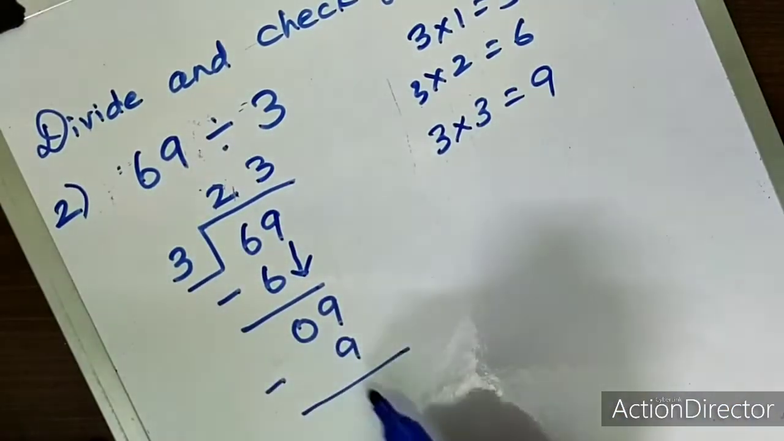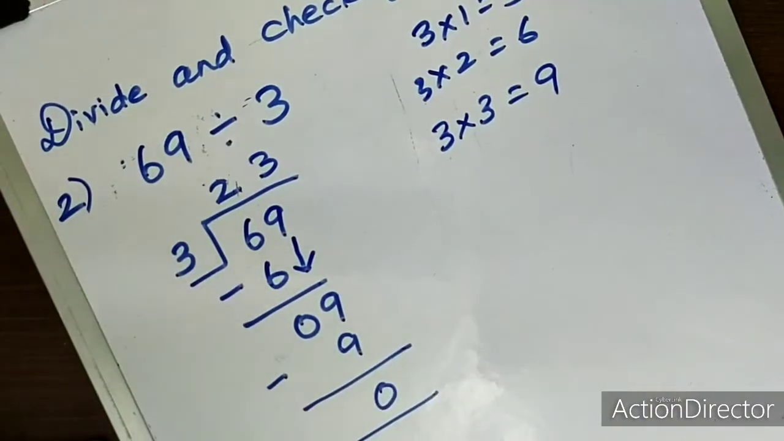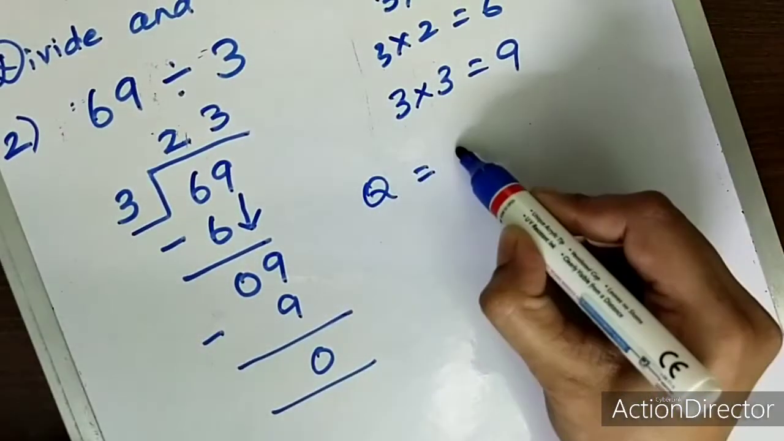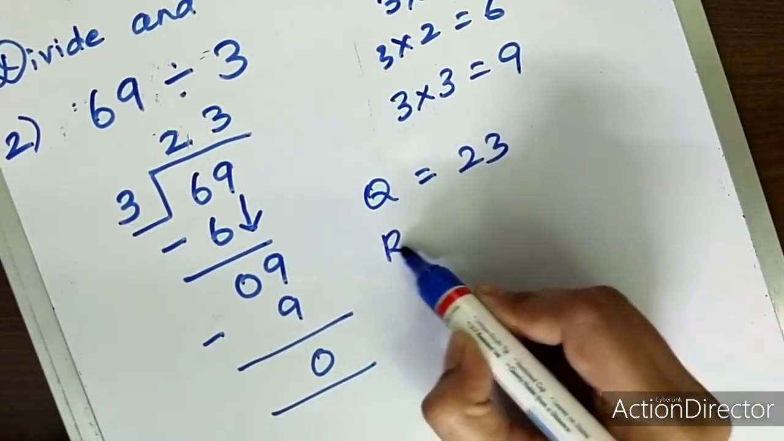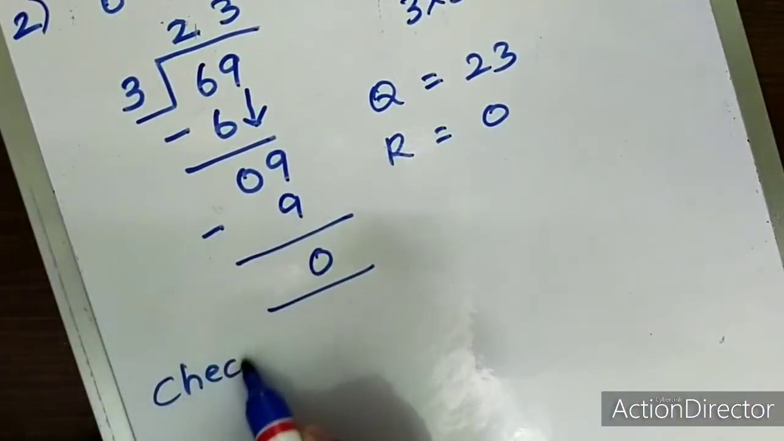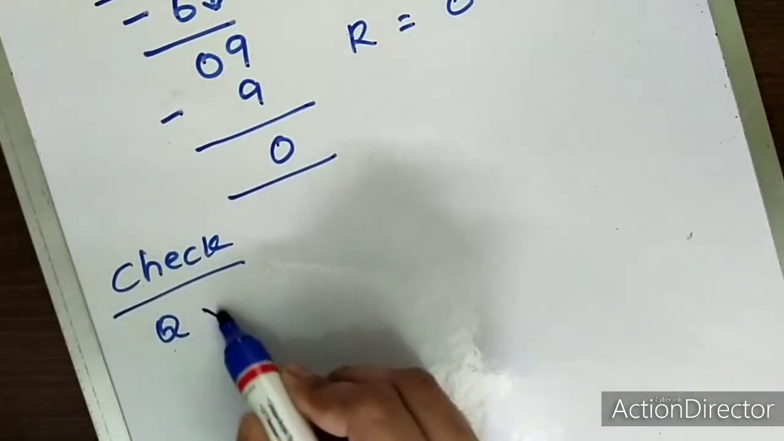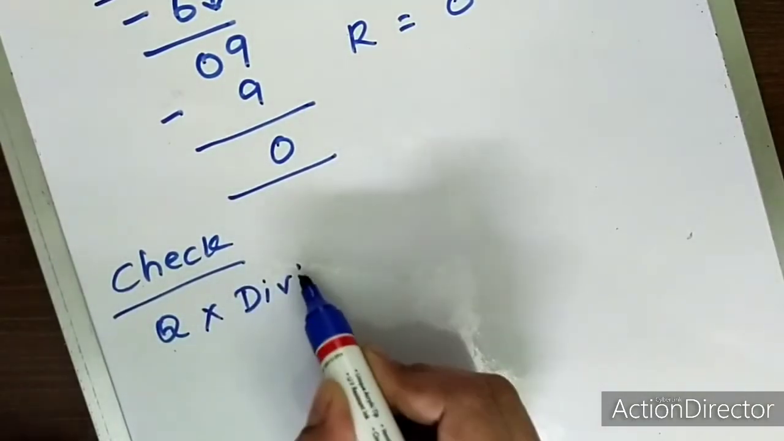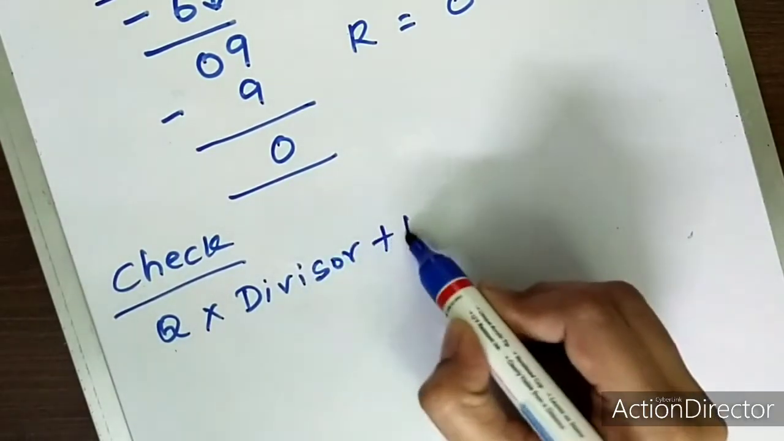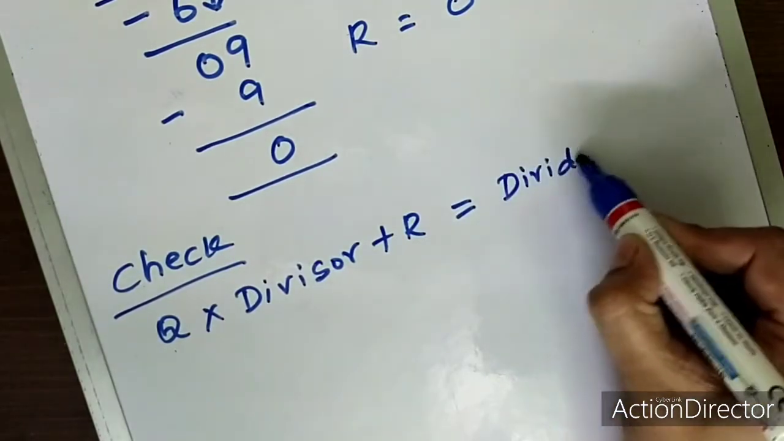Again subtract. What is 9 minus 9? 0. So now we got the quotient Q as 23 and the remainder R as 0. Now we are going to check. So what is the formula to check? That is Q into divisor plus R is equal to dividend. Q means quotient, R means remainder.